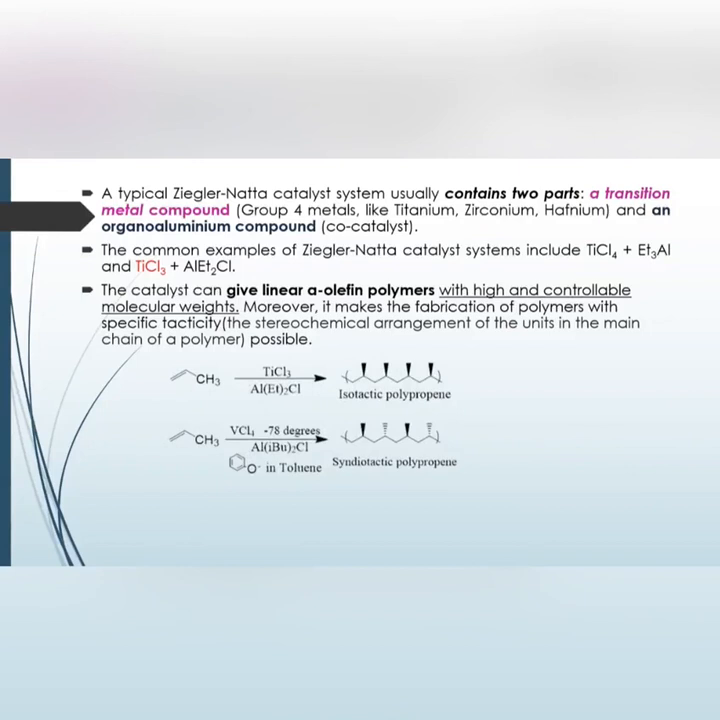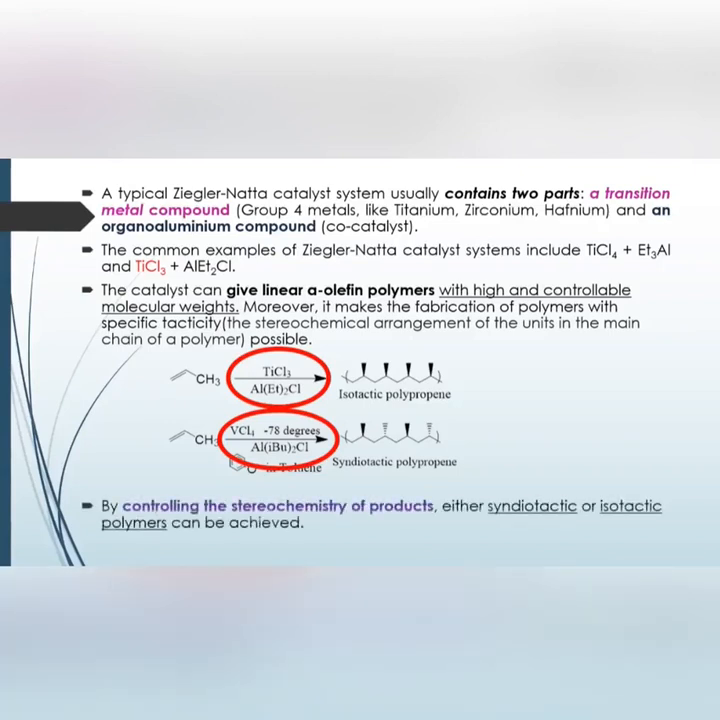Moreover, it makes the fabrication of polymers with specific tacticity, meaning the stereochemical arrangement of the units in the main chain of the polymers, possible. As you can see in the example given, when we use the catalyst, it will produce a polymer with specific stereochemical arrangement. And by controlling the stereochemistry of products, either syndiotactic or isotactic polymers can be achieved. And this is the end of the intro on Ziegler-Natta catalyst.